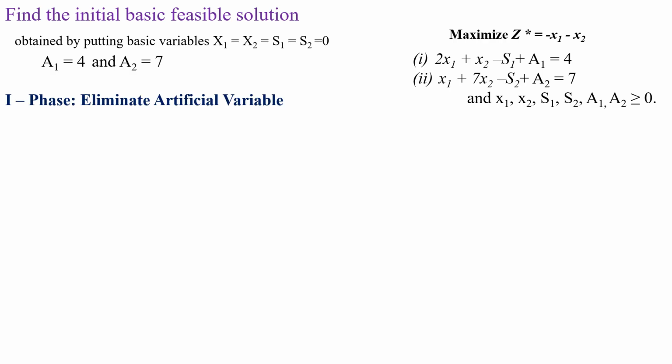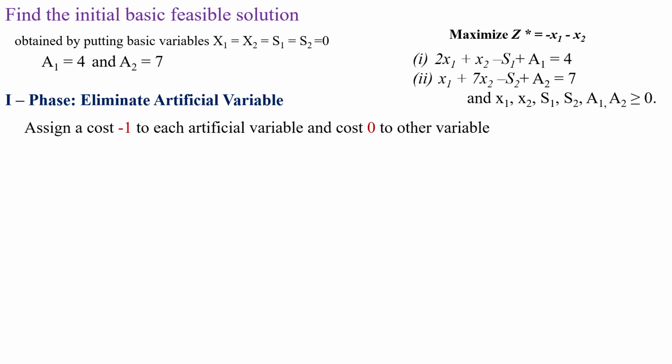So next we have to go for the two-phase method. First we have to solve the first phase to eliminate the artificial variables. For this, we assign the cost value -1 to each artificial variable and cost value 0 to the other variables. Then we have to modify the objective function. That is, maximize z equal to 0x1 plus 0x2 plus 0s1 plus 0s2 minus a1 minus a2.